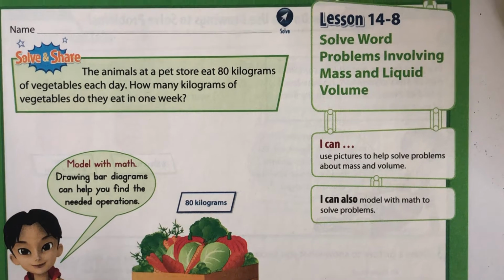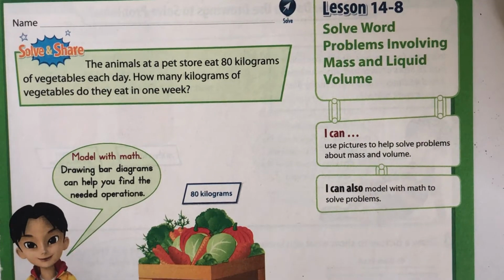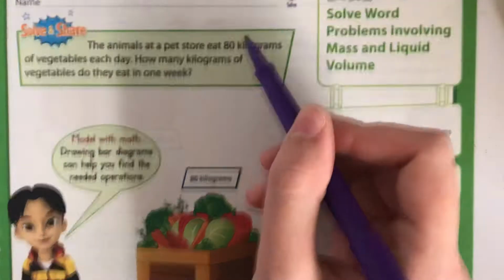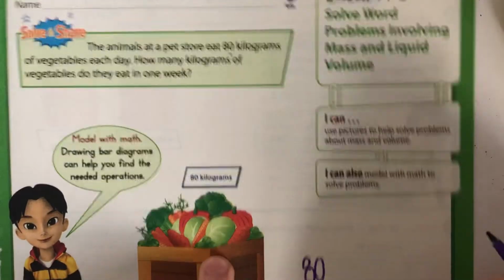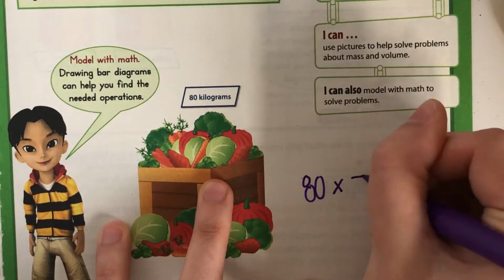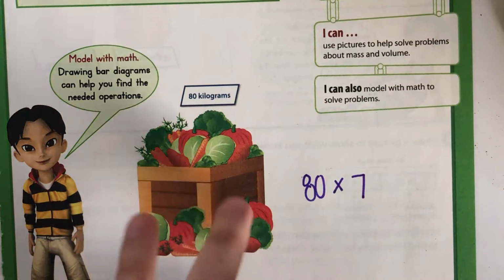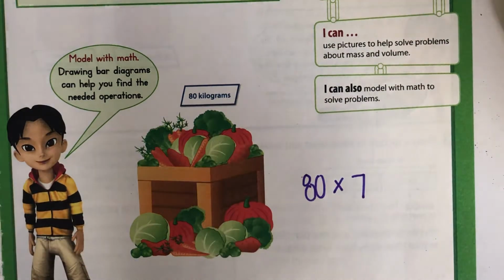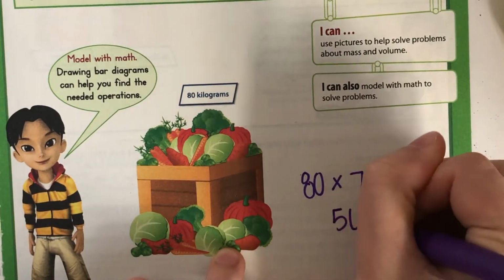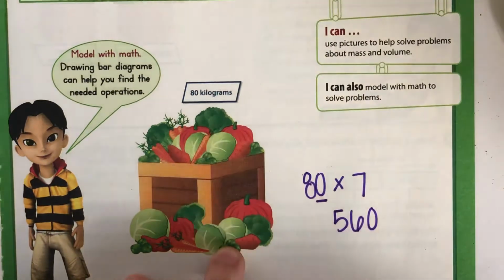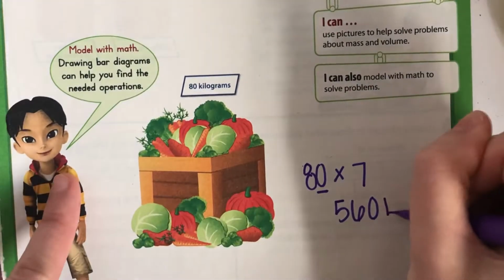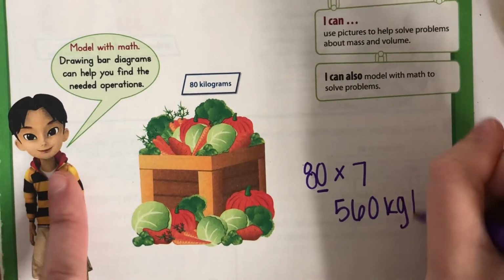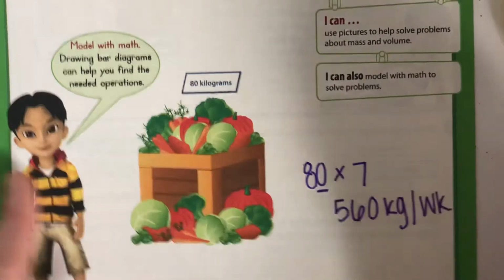Drawing bar diagrams can help you find the needed operations. We know it's daily, so 80 times. We know there's 7 days in a week. 8 times 7, so that's what you need to figure out, which is 56. And then you add a 0 to the end because we know that we add zeros when we multiply by numbers that end with 0. So 560 kilograms per week.